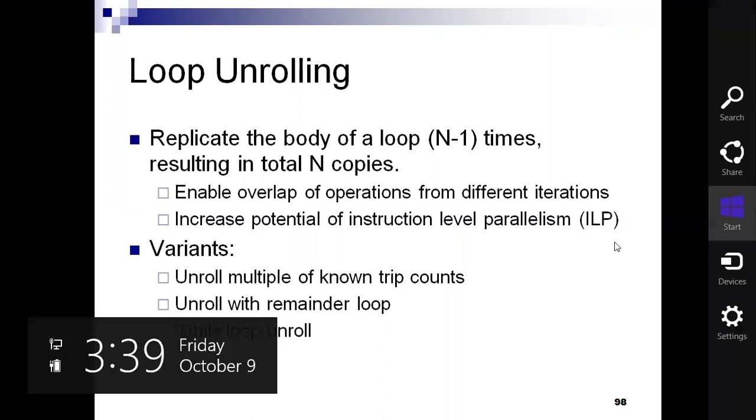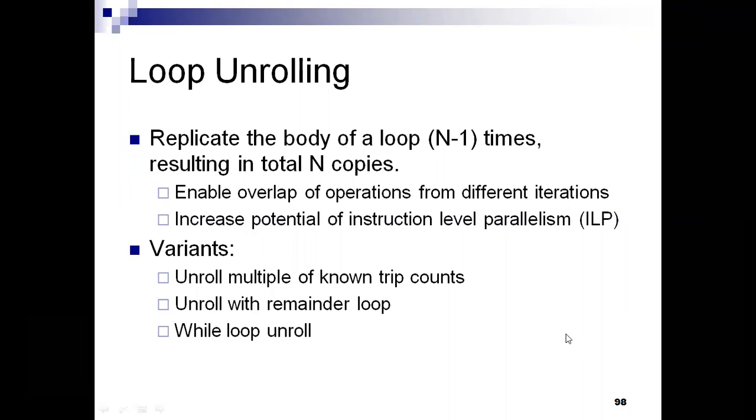And the variants when we are performing this loop unrolling transformation: we can unroll multiples of known trip counts. Also we can unroll with remainder loops, and also with while loop unrolling. And this is about loop unrolling. This is also a very important transformation in loop optimization.